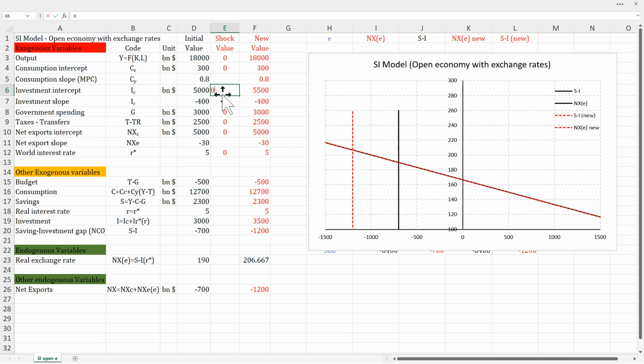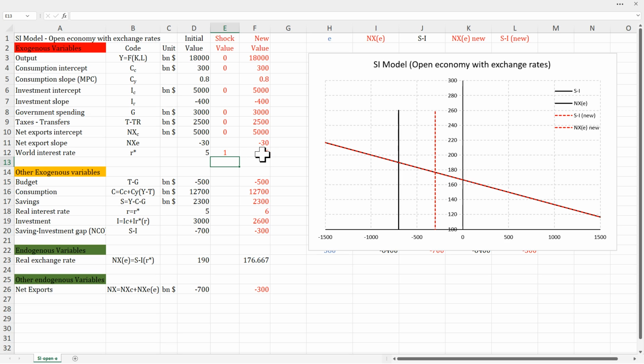The other thing that could happen could be that the governments across the world could be in an expansionary mode, and the government across the world is spending more. As a result, the savings in the world will go down, increasing the world interest rate. So let's assume that the world interest rate goes up by 1%. As a result, the new interest rate that the economy is going to face is 6%.